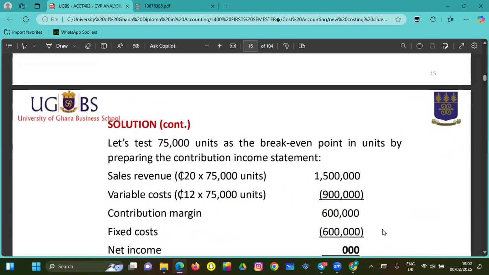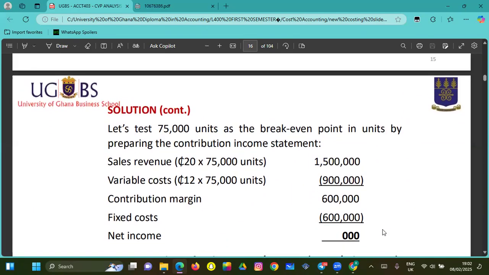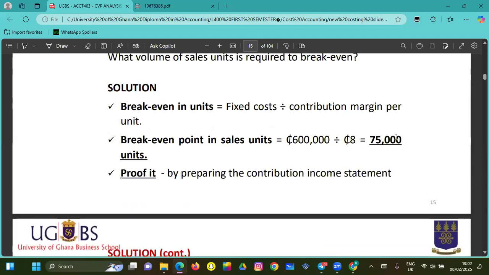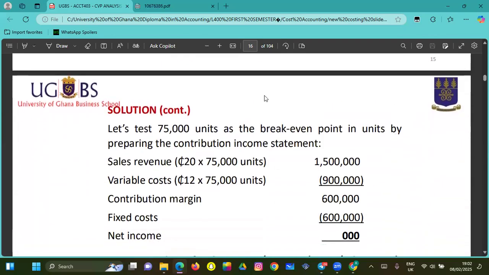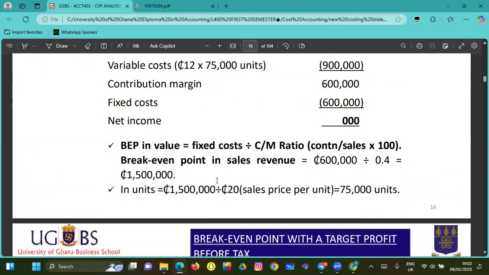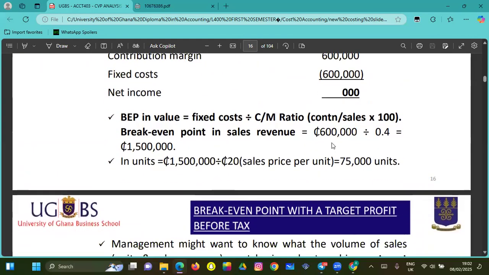So in exams, they can ask you to prove it. When they tell you to prove it, all you do is put the unit in here, because to get revenue, it's selling price times the unit. Then the same thing with variable cost per unit: you multiply by your unit and get your total variable cost. We did the same thing up there.